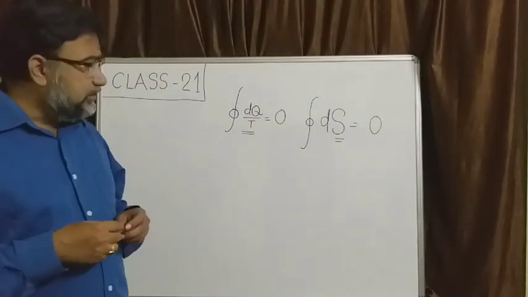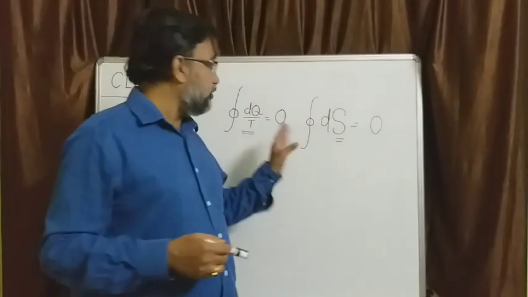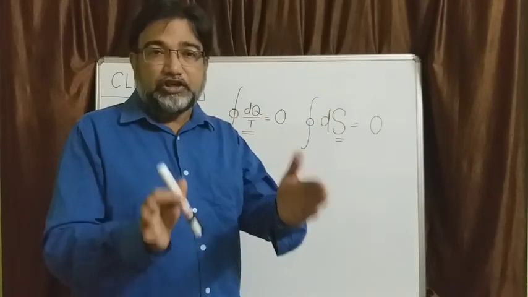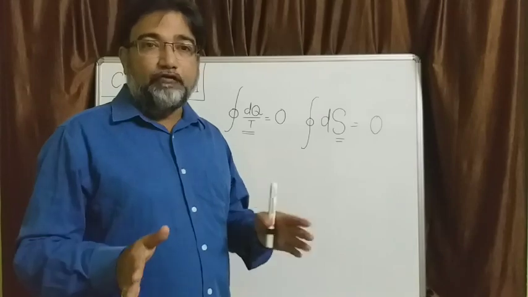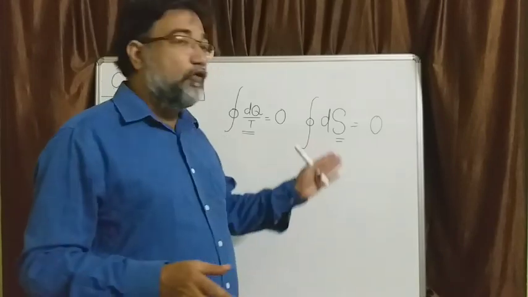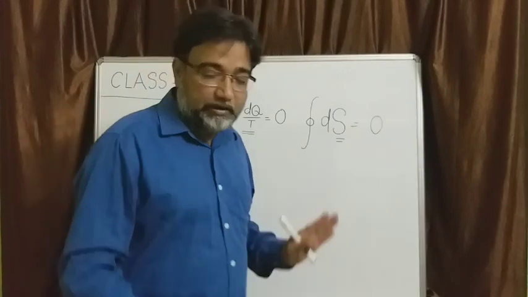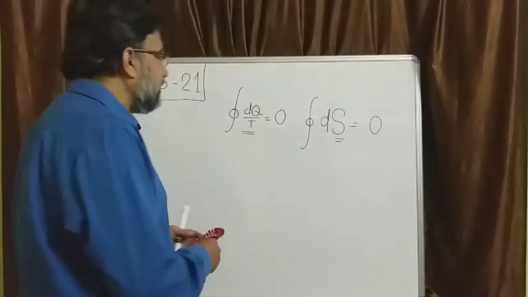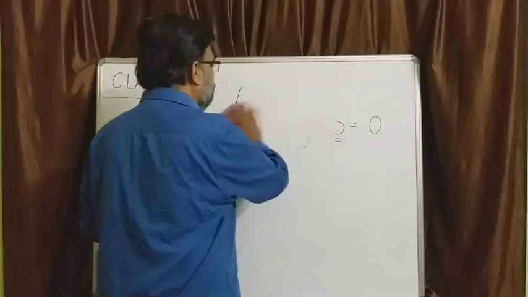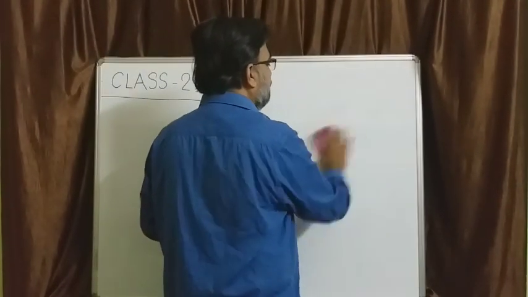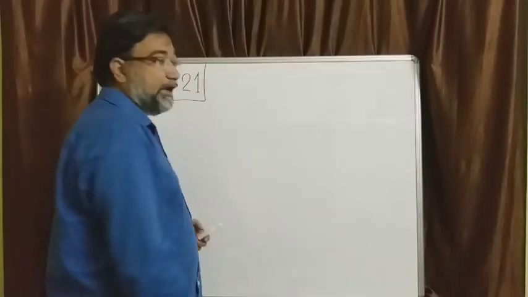But dq by T can be replaced by ds, the change in entropy, only when this statement is true for both reversible and irreversible cycles. So far we have discussed only the reversible cycle. Let us see what happens to this dq by T term when we talk of an irreversible activity.